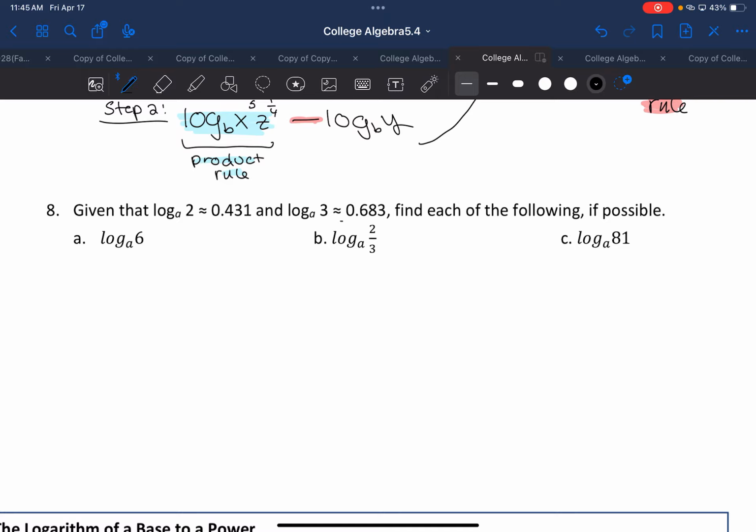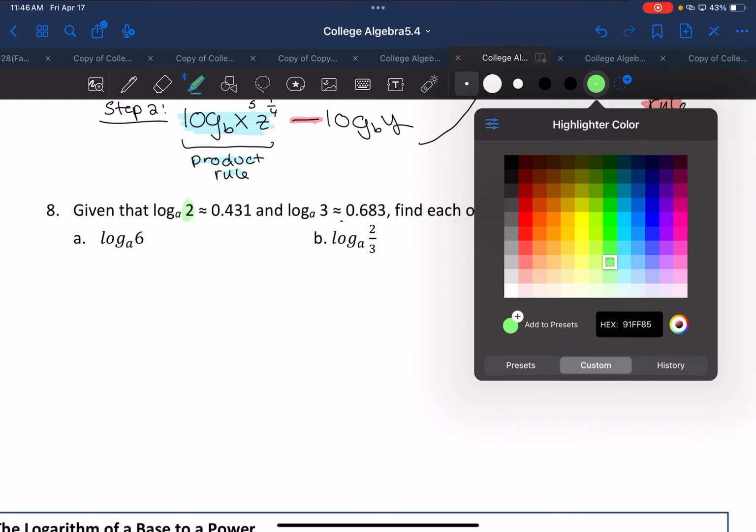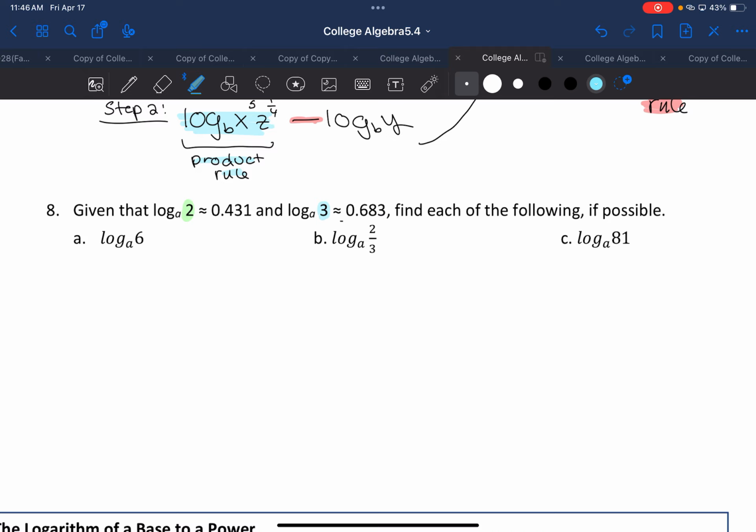So when they give you problems like that, you're trying to rewrite this using the properties we've just learned so that you can use these decimal equivalents. Because if I can separate anything into log base A of 2, then I know it's equal to this. And same thing with log base A of 3. So for the first one, 6 can be separated into 3 times 2, which would use these two numbers, 2 and 3 here. So that's what I want to do.